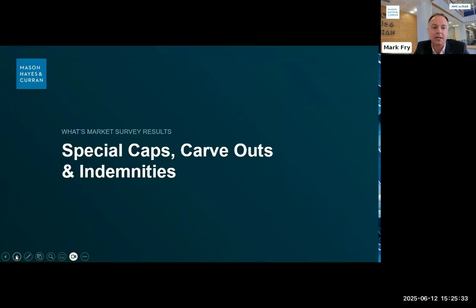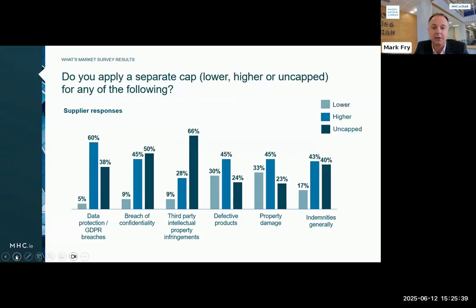So for these slides on special caps, carve-outs, and indemnities, we're going to be presenting the data for the suppliers and customers separately. So we deal first with the data for the suppliers. We asked suppliers, do you apply a separate cap, lower, higher, or uncapped for any of the following: data protection, confidentiality, IP, defective products, property damage, and indemnities generally?